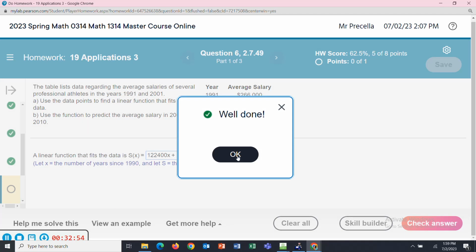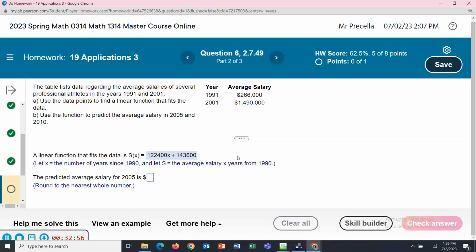Okay. But we're not finished. It now wants us to use our formula to predict the average salary for players in the year 2005. And what's that other year they want us to do? 2001? No, 2010. Okay.